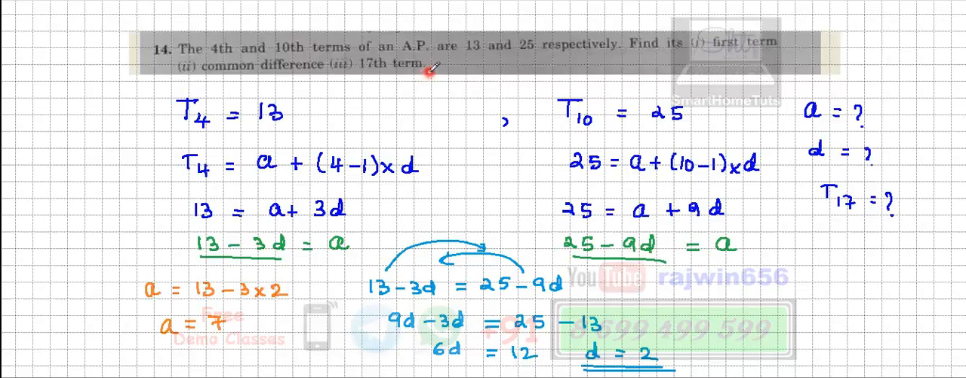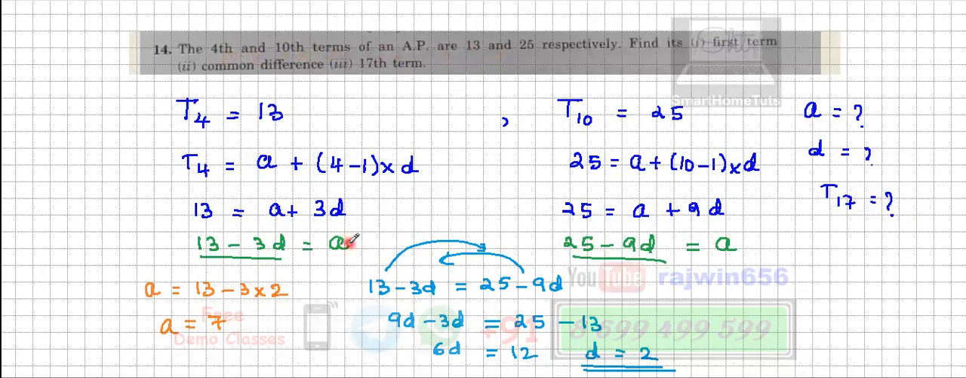I'm just quickly reviewing the sum once again. The fourth term and 10th term are given: 13 and 25. T4 is 13, T10 is 25. I'm applying the formula Tn is equal to A plus n minus 1 into D. I'm getting these two equations: 13 is equal to A plus 3D, and 25 is equal to A plus 9D.